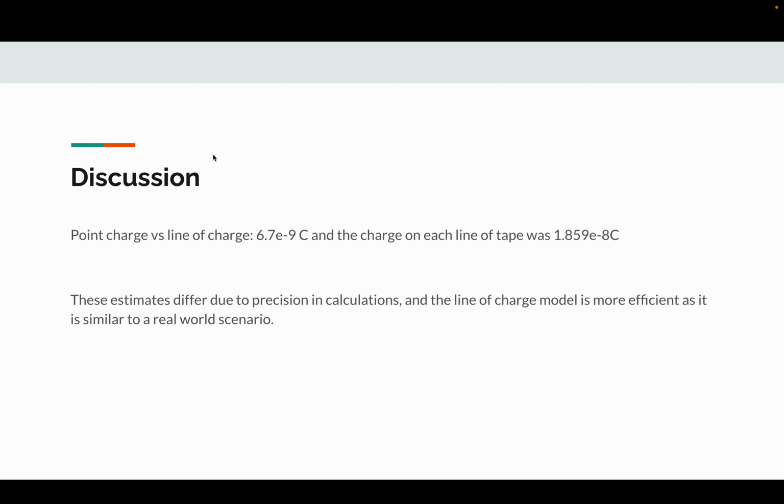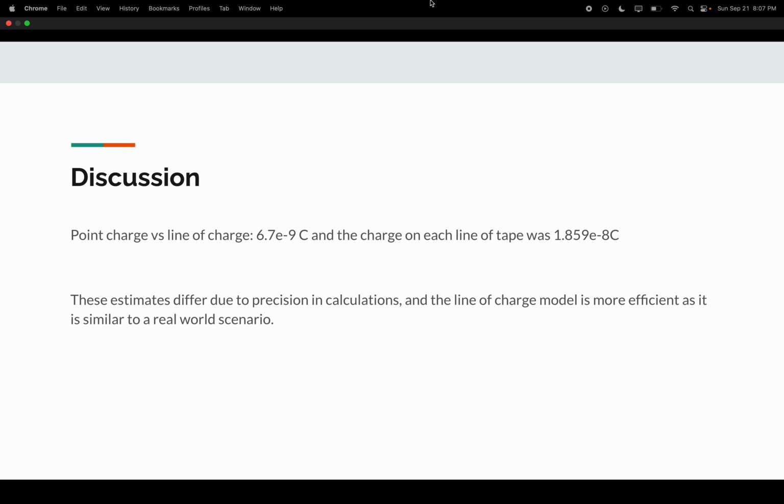Finally, for the discussion, the point charge that we found in lab 1 is 6.7 times 10 to the negative 9 coulombs, and the charge on each line of tape is 1.859 times 10 to the negative 8 coulombs. These estimates differ due to precision in these calculations, as in the first lab, we assumed that the tape was a point charge, which is pretty imprecise. But in this lab, we find a line of charge, and we find that the line of charge model is much more accurate, as it is similar to a real-world scenario, as real-world objects are not point charges, rather they are distributed across the line of charge.